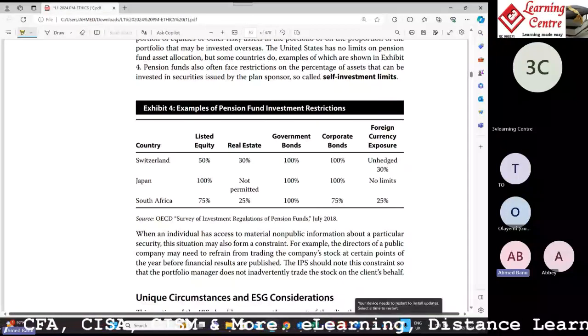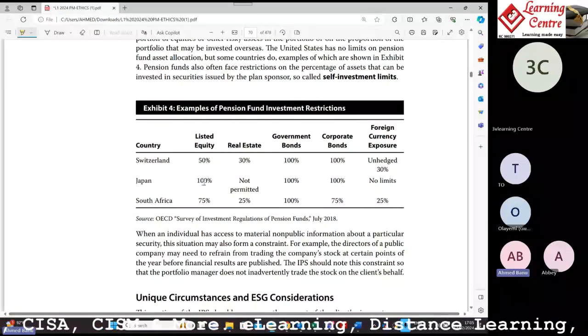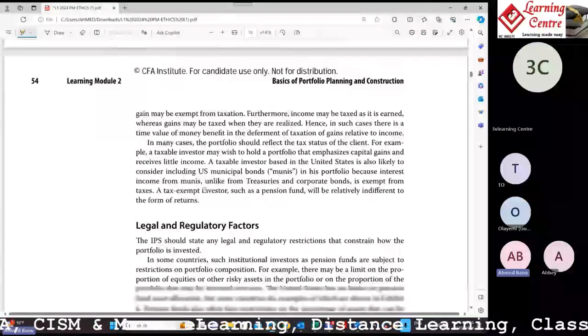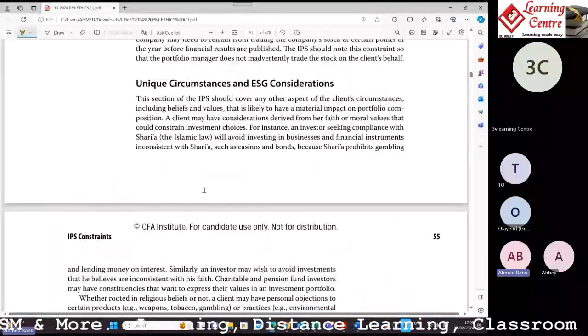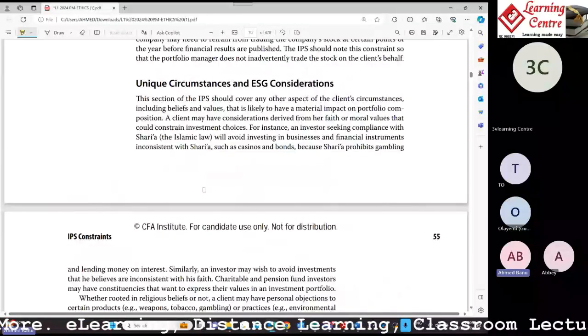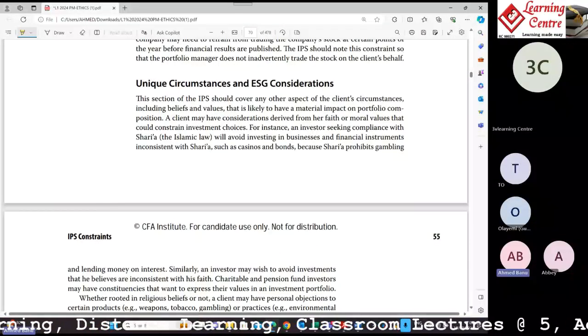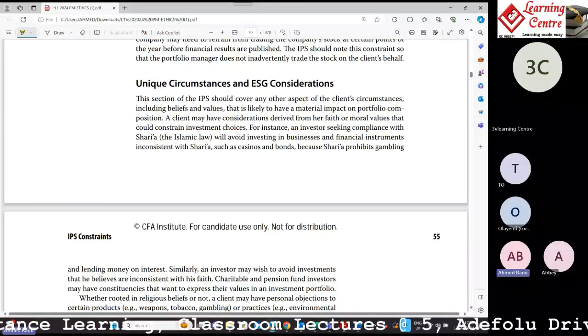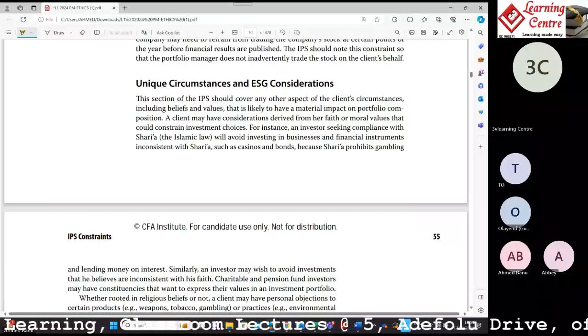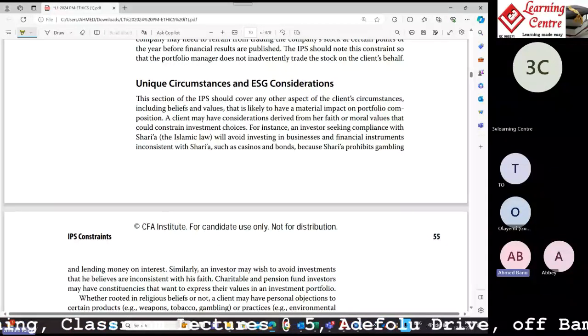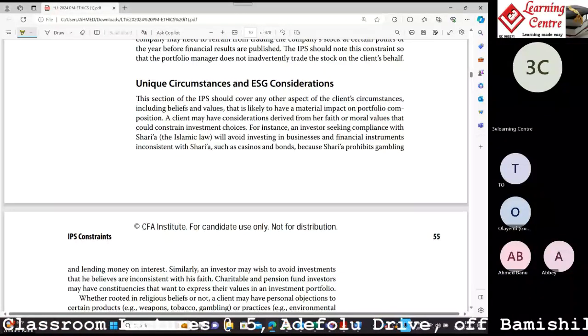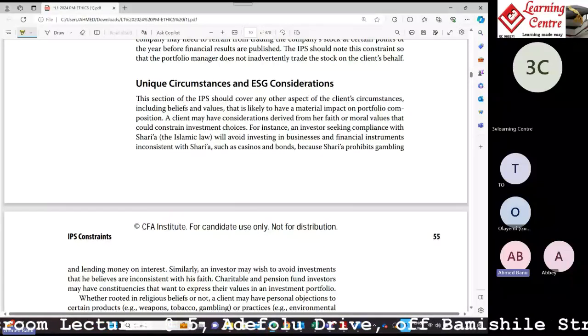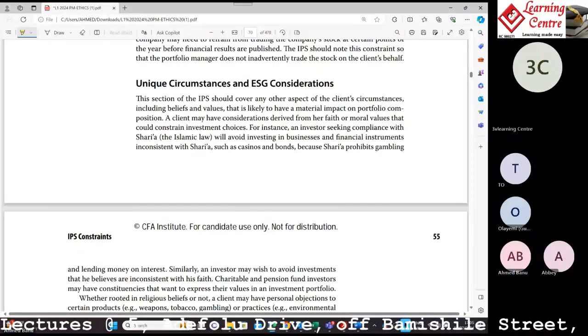Now, lastly, is not last one. Yeah, this is the last one. The last one is what? Unique circumstances. There are some clients that have unique needs. And I like to most times use Sharia compliant investors as an example.